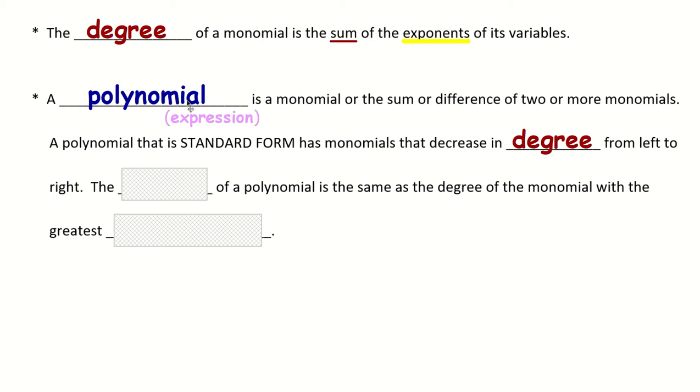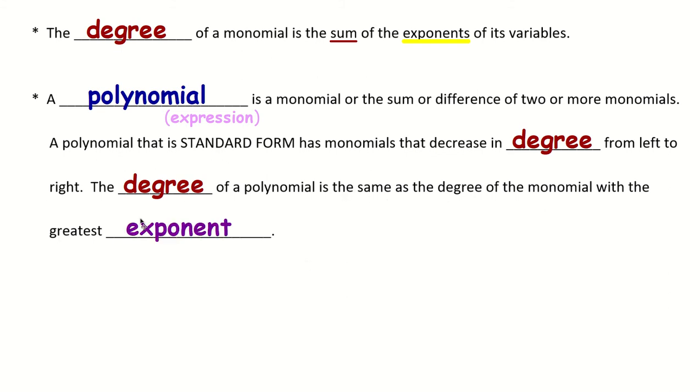So if you put a whole expression or a polynomial in standard form, it just goes in order from biggest degree to smallest degree with your terms. The degree of a polynomial is the same as the degree of the monomial with the greatest exponent. In other words, monomials have their own degree, which we just talked about up here. But there's also an overall degree of the whole polynomial. And that's just going to be the highest power in each term.